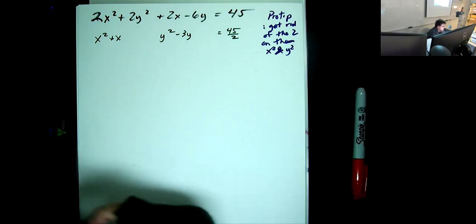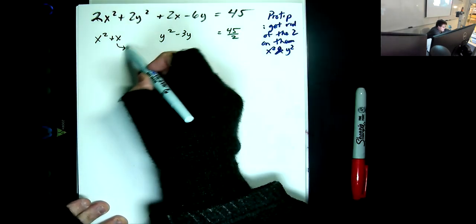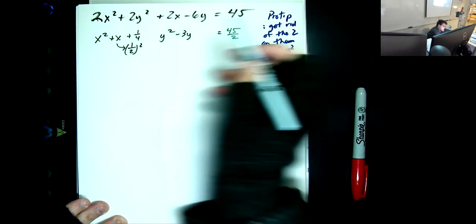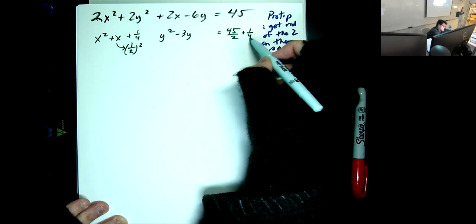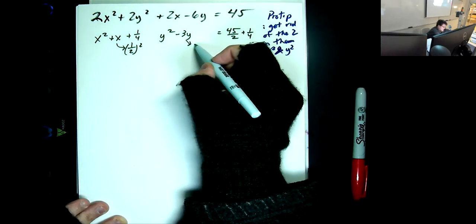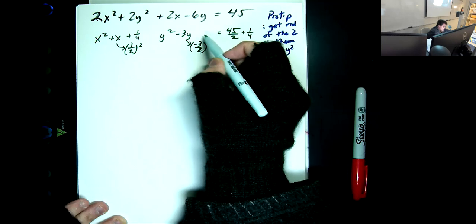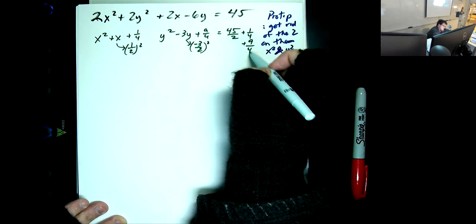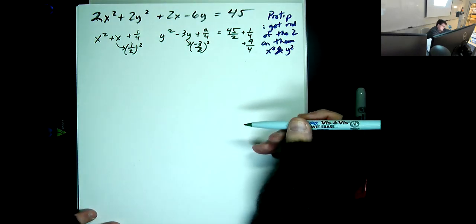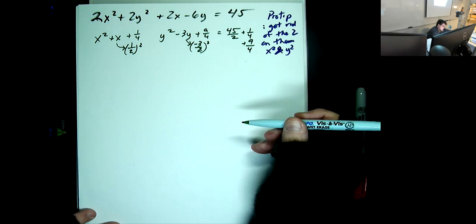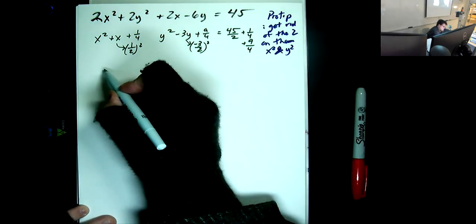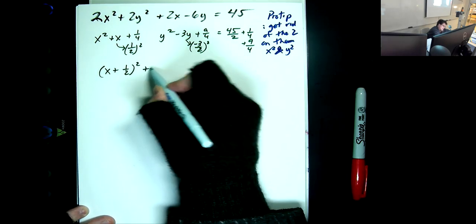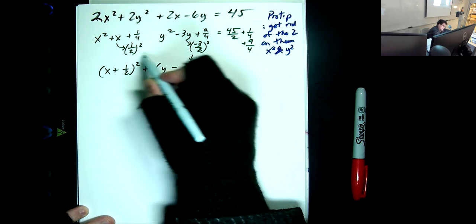This doesn't make for some very friendly values though. If I cut that number in half and square it, I get 1/4. If I cut that number in half and square it, I get 9/4. This isn't too bad. I just take the 1/2 and throw it in the parentheses. And I take the -3/2 and I throw it into parentheses.